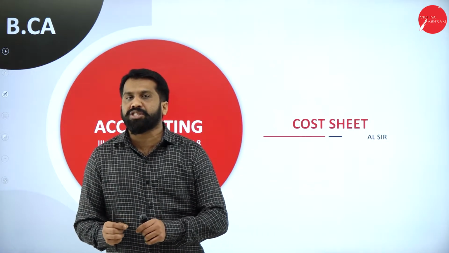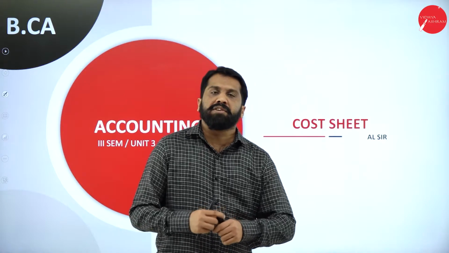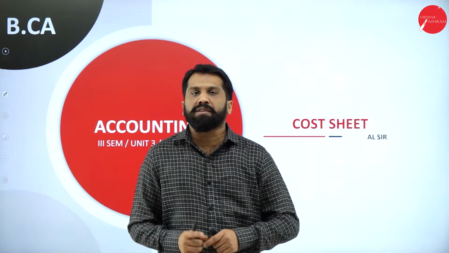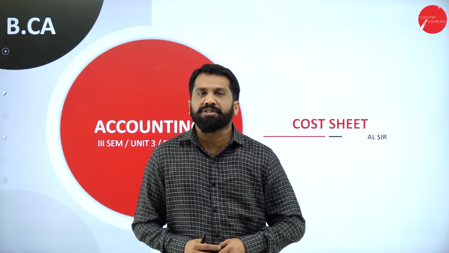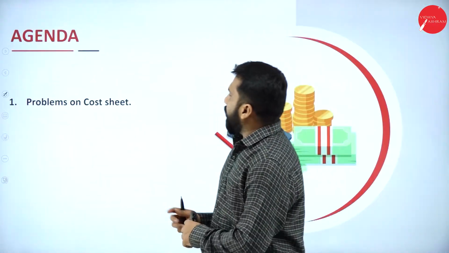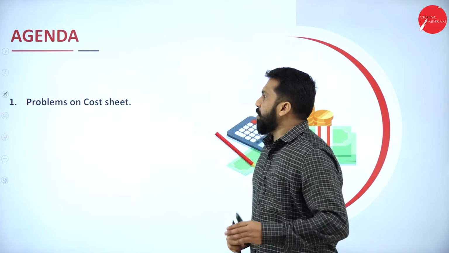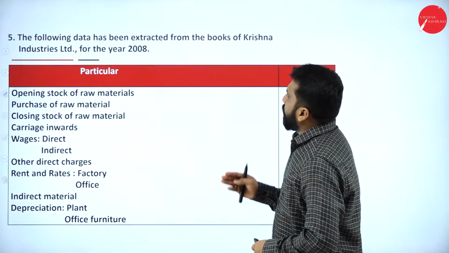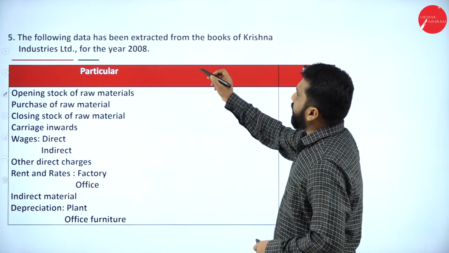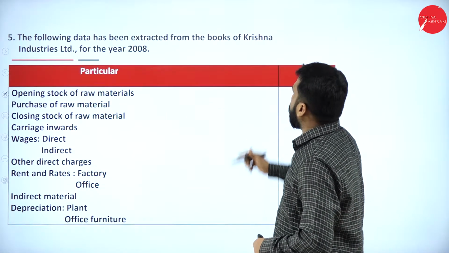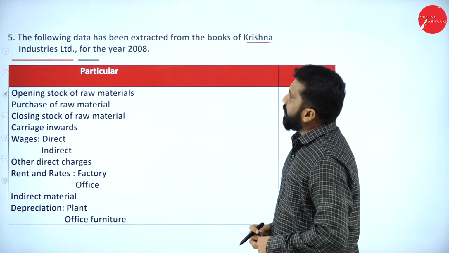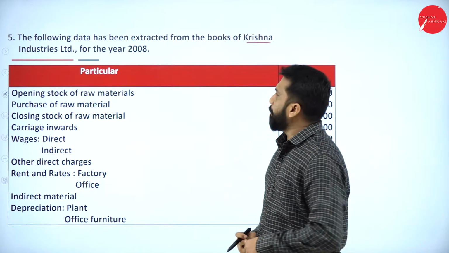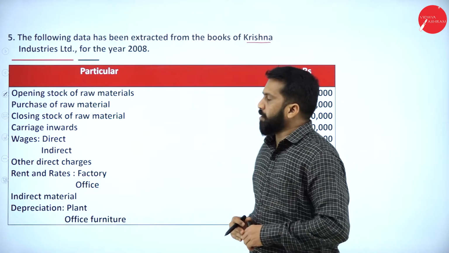The major adjustment you may find in your question paper is all about finding out your sales or cost. Now, your agenda is very simple. The agenda is all about problems on cost sheet. Now, the following data has been extracted from the books of Krishna Industries Limited for the year ended 2008.